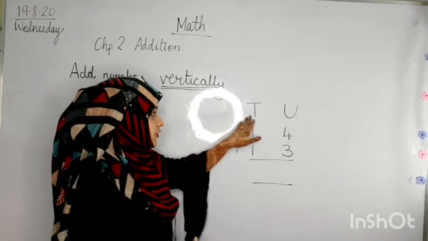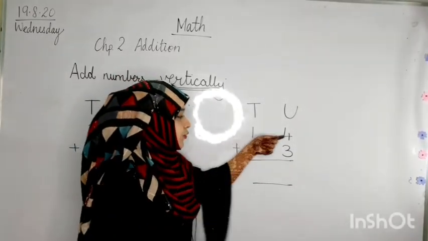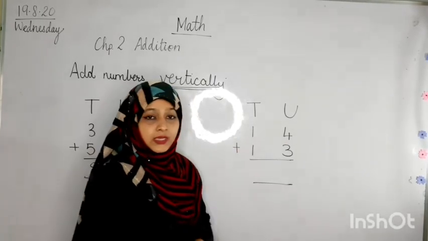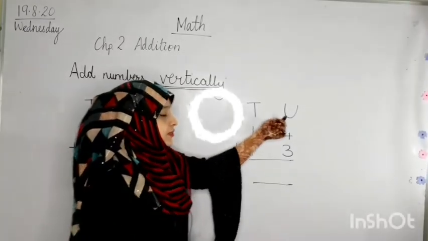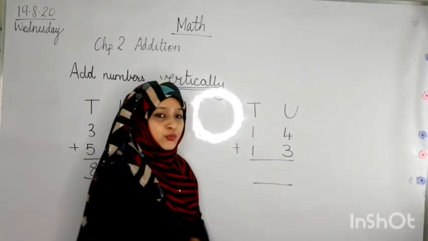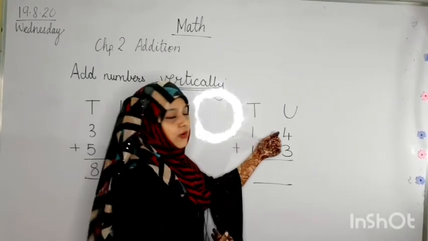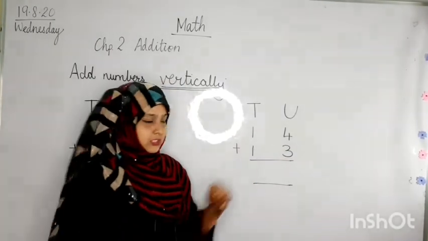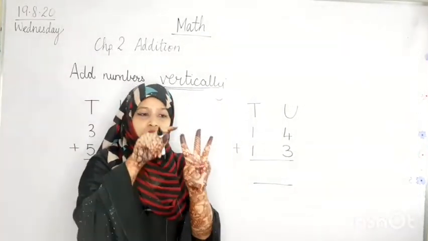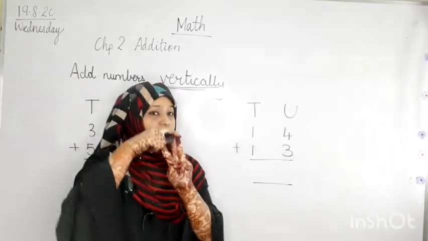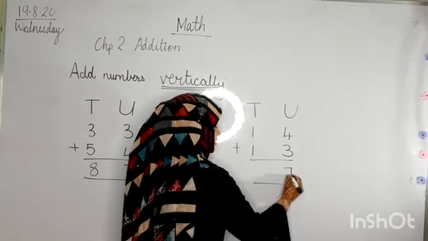Again, I have written tens and units. Yes, and I have the number 14 plus 13. So how are we going to do it? Yes, we are going to add first the numbers in the units place. So let's do it together. We are going to keep 4 in our mind and 3 on our fingers. After 4, I am going to count 5, 6, 7. So 4 plus 3 gives me the answer 7.